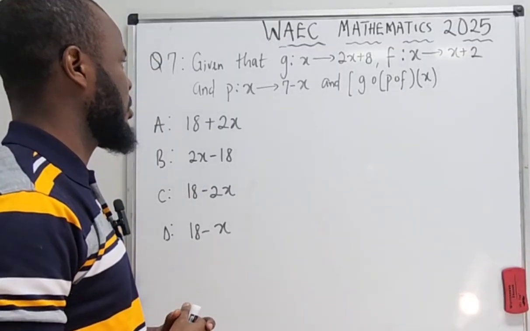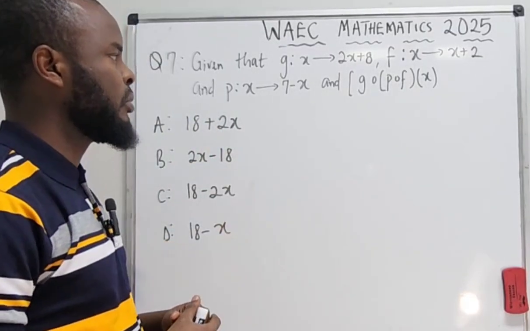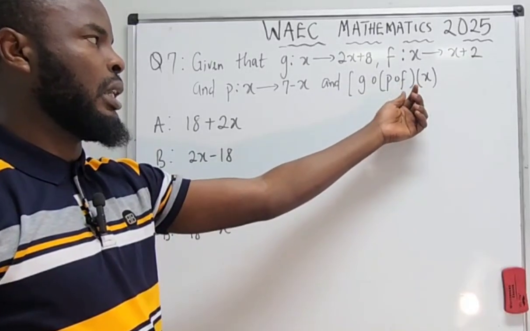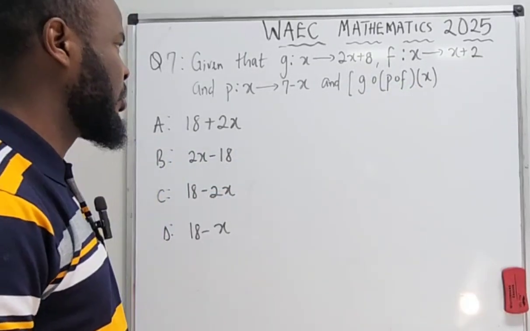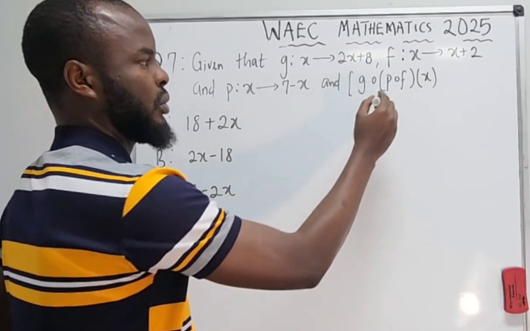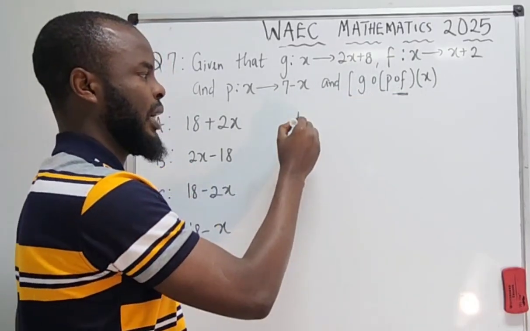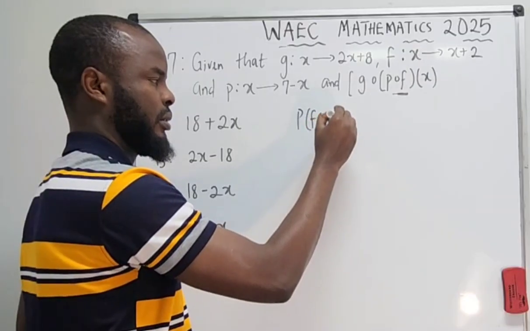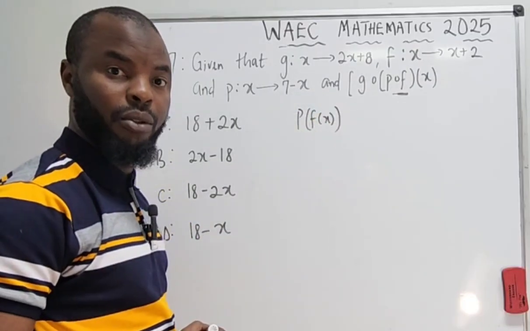Welcome back. This is question number 7. Given this information, we want to find g of p of f of x. Now, to do this, the first thing you have to do is to start from here. So here we have p. We can just put it as p f of x. Should be more interesting to do this way.